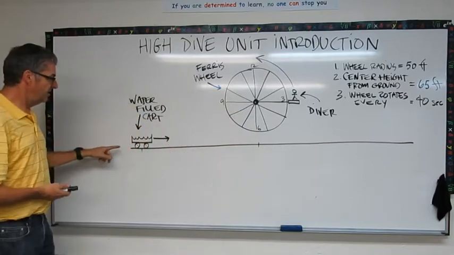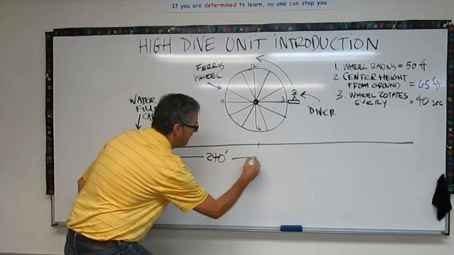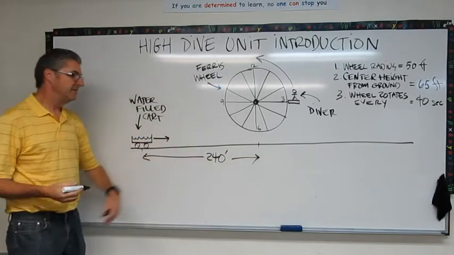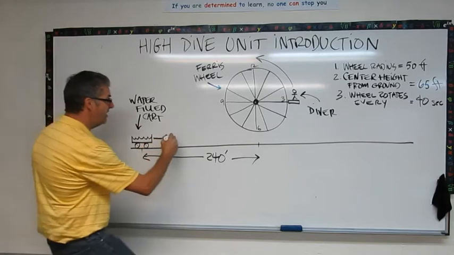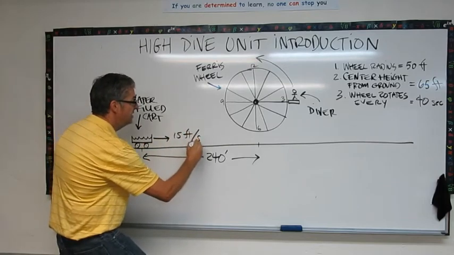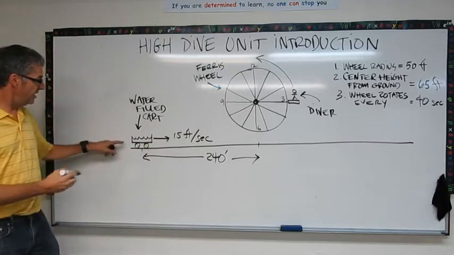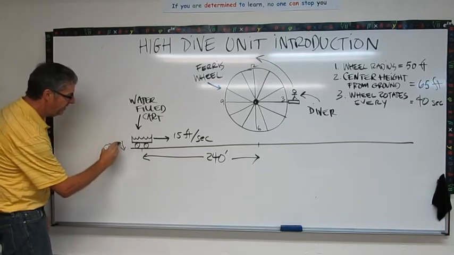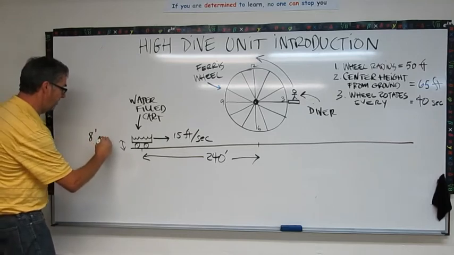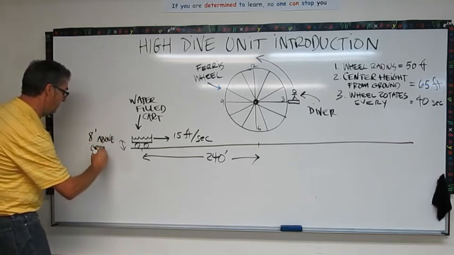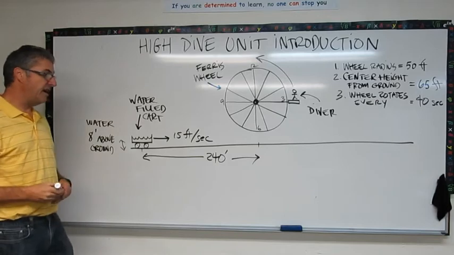Now let's look at the cart. The cart's over here. It is 240 feet from the center of the wheel. That's the foot marker. So that's 240 feet away. It's moving this way, okay? So we know that. It's moving at 15 feet per second, okay? So it's moving along at that rate. And then finally, the water is 8 feet above the ground. So 8 feet above ground. That's the water. Okay? So I think that's everything you need to know.